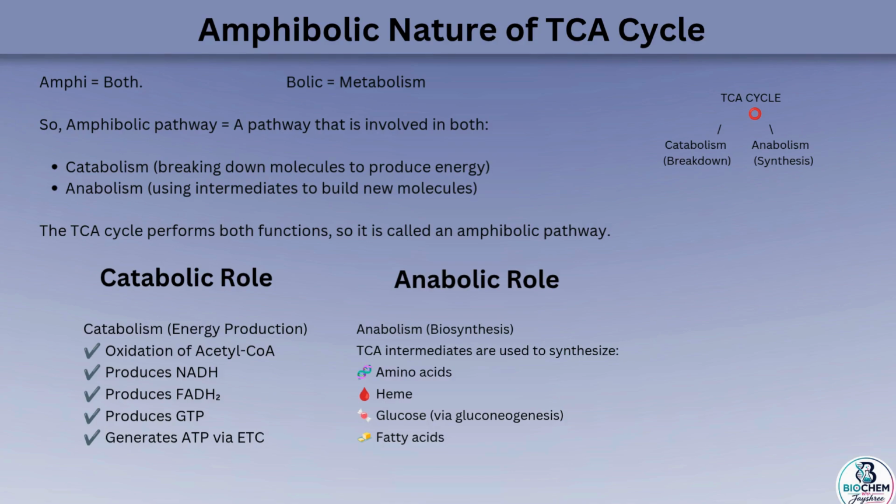So, the TCA cycle has a dual role. On one hand, it breaks down acetyl CoA to release energy. On the other hand, it provides intermediates for the synthesis of important biomolecules. That is why the TCA cycle is described as the central amphibolic pathway of metabolism.